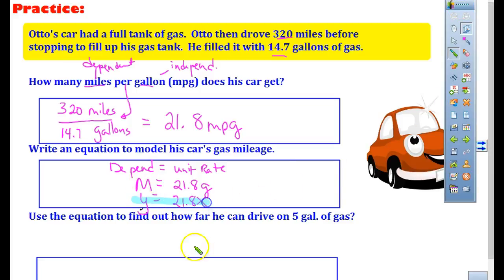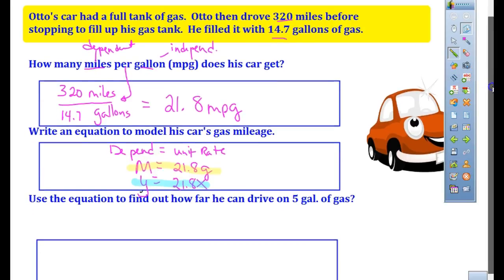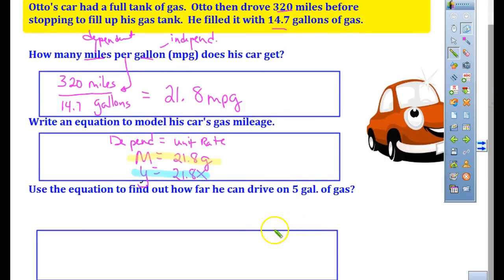I don't care if you like to write it with a Y, or if you use the variables that are in the problem, like the M for miles and G for gallons. To me, sometimes using the letters that are in the problem makes sense, but sometimes those letters don't work as great. I mean, like T is not a good variable because it looks like a plus sign, right?